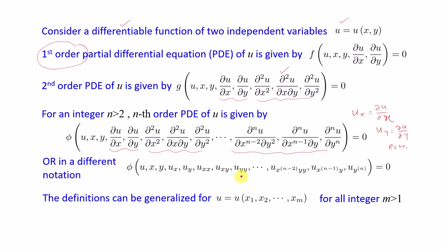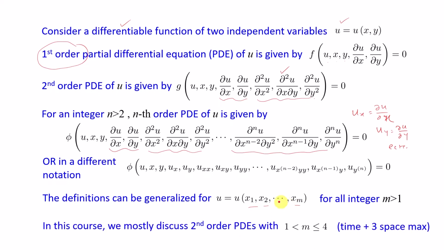Now, this definition of partial differential equation can be generalized for independent variables greater than 2. Here we are talking about independent variables x and y, but we can have m independent variables x1, x2, x3, etc., up to xm. As long as m is greater than 1, this is a partial differential equation.